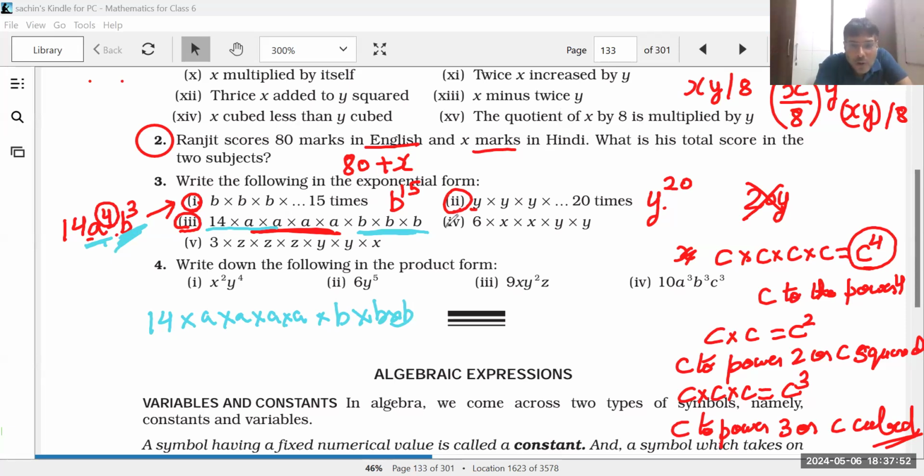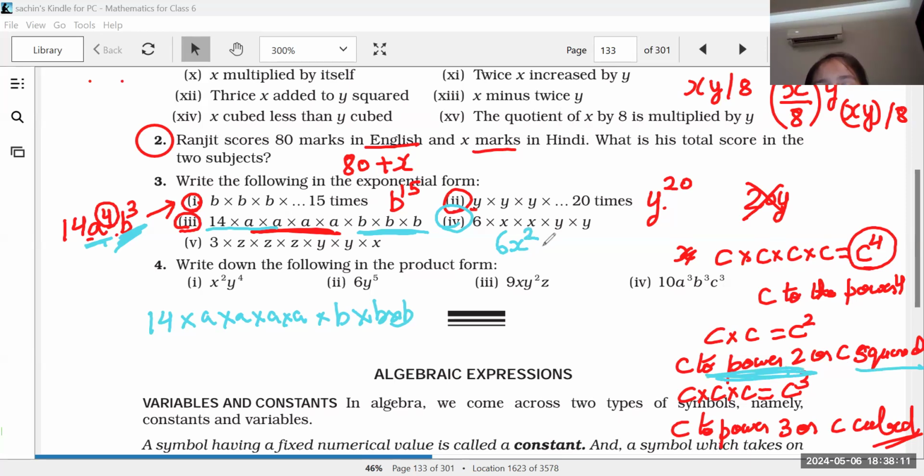Okay. Fourth question goes to Smiley. 6 x 2 times. Beta, no, don't say 2 times. X squared बोलो या to the power 2. x to the power 2, y to the power 2. Or y squared.